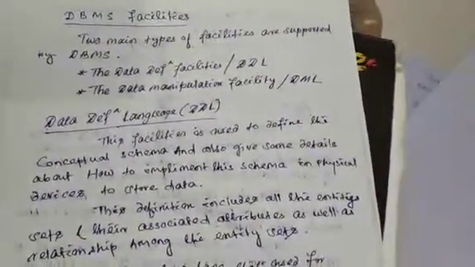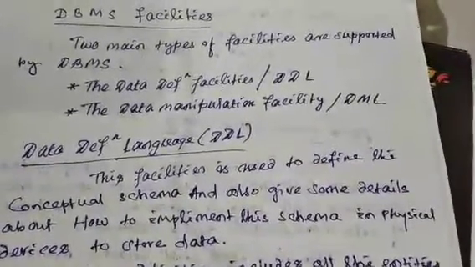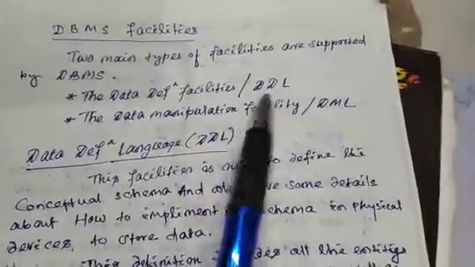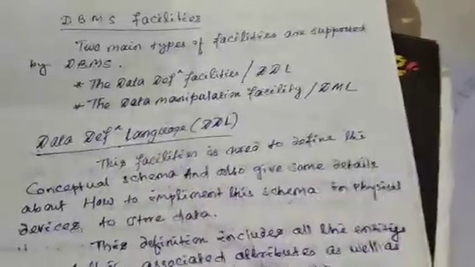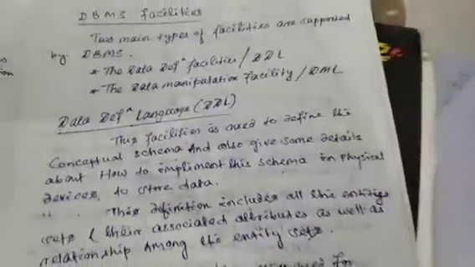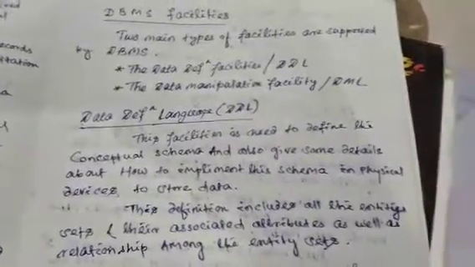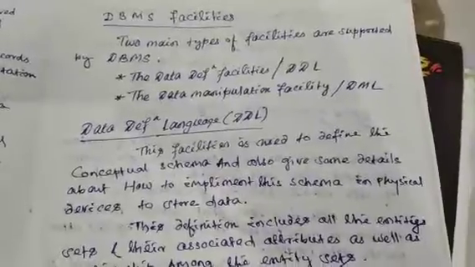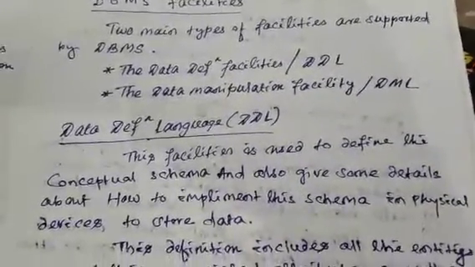Then we have discussed DBMS facilities. There are two types of facilities: data definition language and data manipulation language. Besides these, we also have data control language and transaction control language. But basically there are two important facilities: data definition language and data manipulation language.